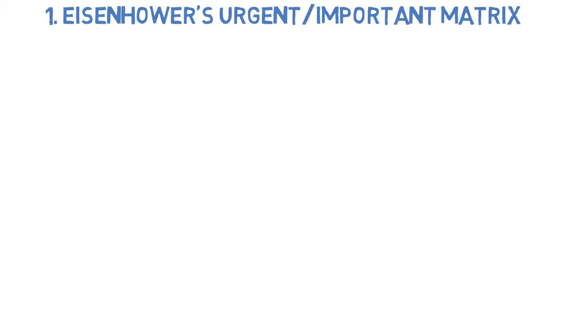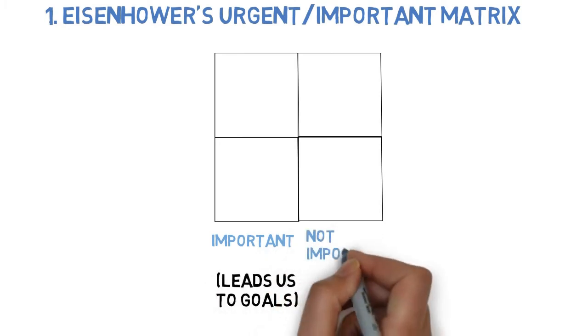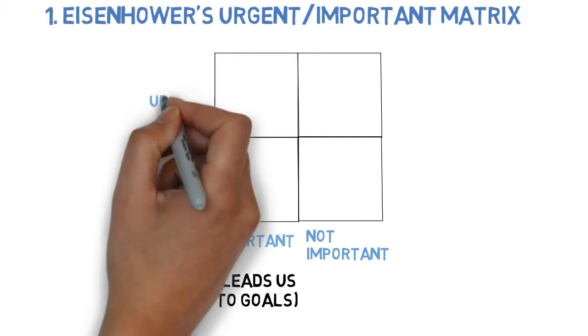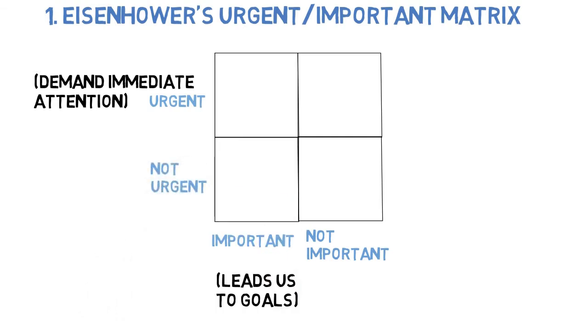Basically, he organizes tasks into urgent, important, not urgent, and not important. Important tasks are those which have outcomes that lead us to achieving our goals, personal or professional. Urgent activities are those that demand our immediate attention and are usually associated with somebody else's goals. Work deadlines, for example, are urgent activities.